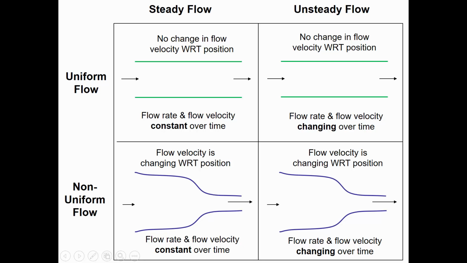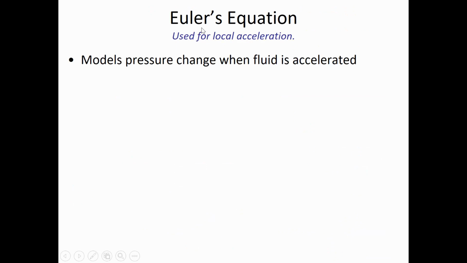What Euler's equation is used to predict is conditions where things are changing over time. So it's going to be unsteady conditions, but you can only apply Euler's equation for uniform flow. Euler's equation wouldn't be able to handle something that is experiencing both unsteady and non-uniform at the same time. So Euler's equation is for local acceleration, and it models what happens when the fluid is accelerated.